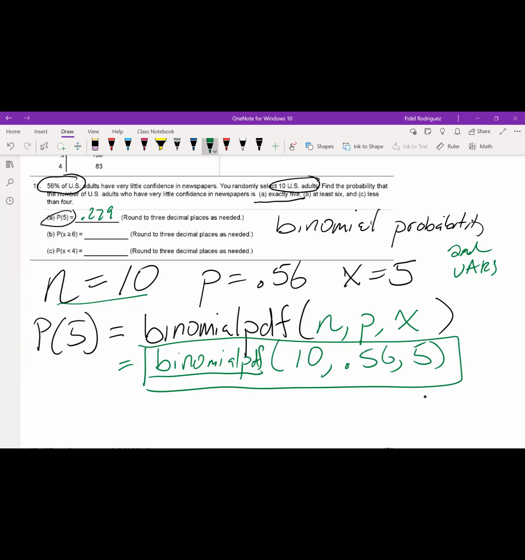Now, guys, I'm actually going to skip to part C, and then I'll come back and do part B in a minute, okay? So part C says we want the probability of being less than 4.